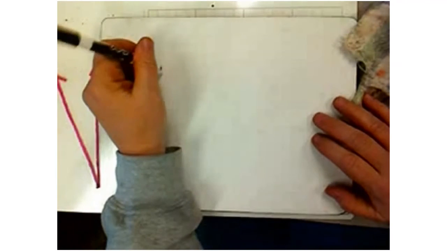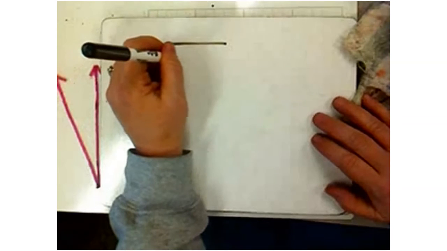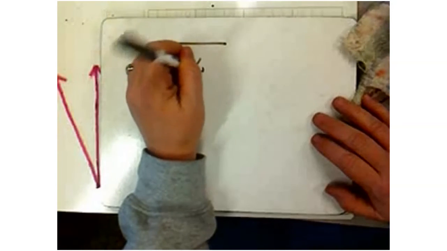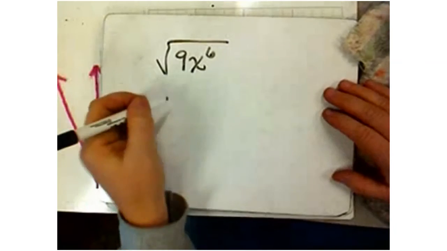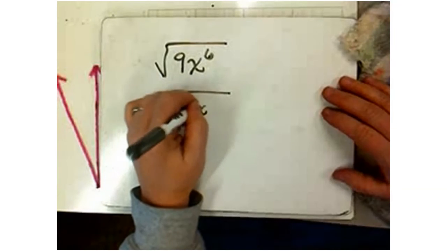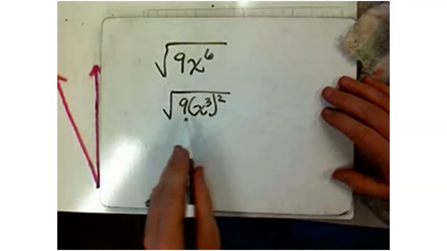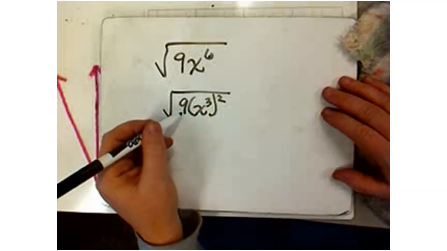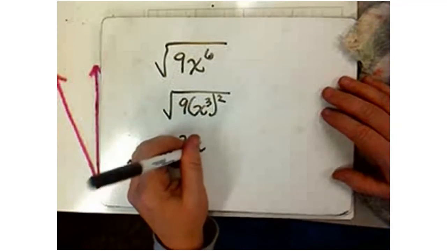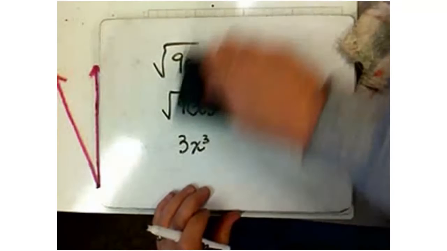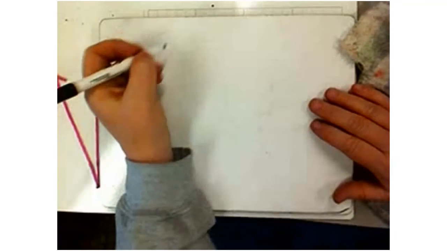If you have variables, maybe you might have a variable underneath, like the square root of 9x to the 6th. So this could actually be the square root of 9x to the 3rd, squared, right? And then it's the square root of 9. So then that would be 3, and it'd be x to the 3rd, right? So you can break up your exponents also. Those are radical rules. Remember to rationalize your denominator.